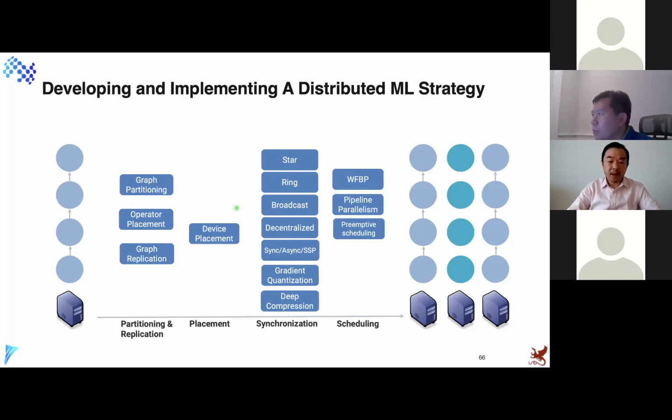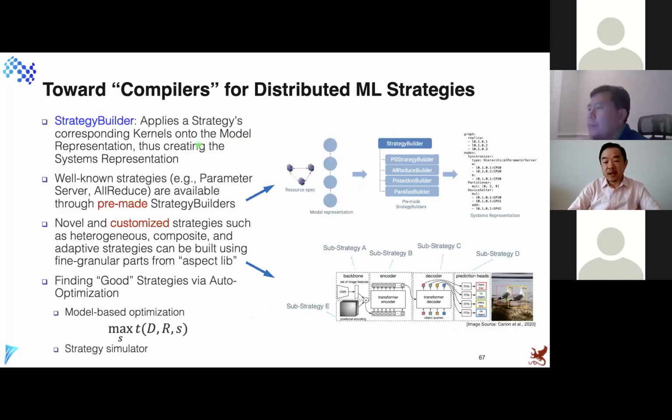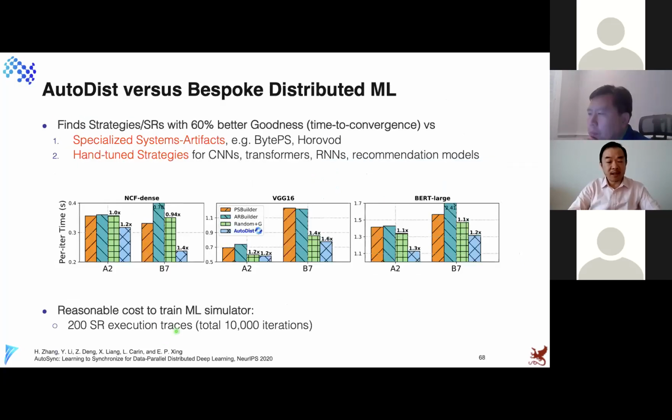In fact, building a distributed strategy involves making choices of partitioning, placement of jobs, synchronization strategies, scheduling, and so forth. So this very old-fashioned problem of distributed strategy can actually be systemized. Here, we can build a compiler over a variety of distributed machine learning strategies using, again, a model-based approach, which is defined on data, resource, and the different choices of strategy. And we came up with an algorithm known as the AutoDist algorithm, which can even outperform human-designed distributed strategies, as shown in this graph.